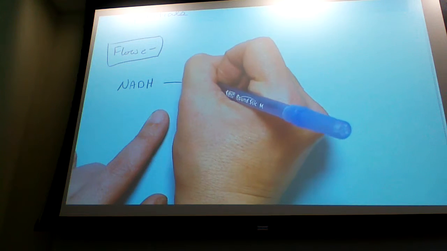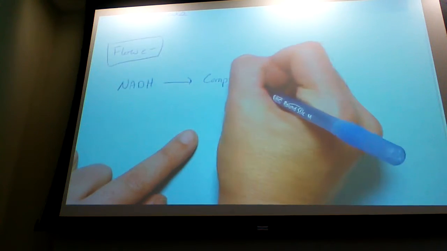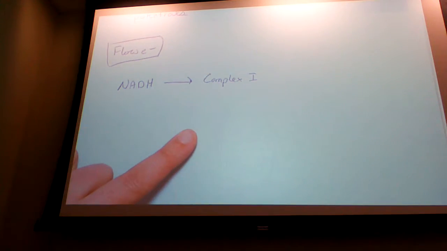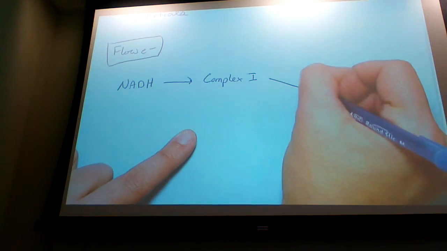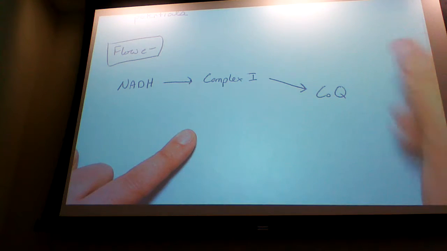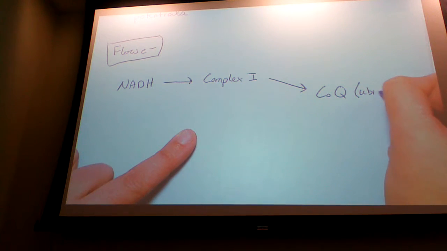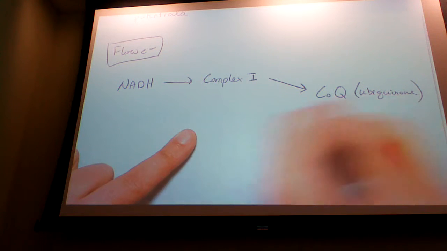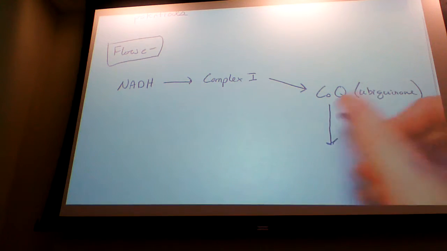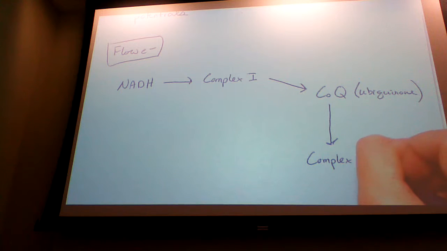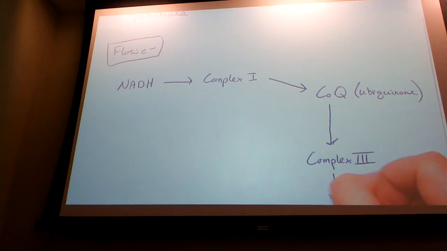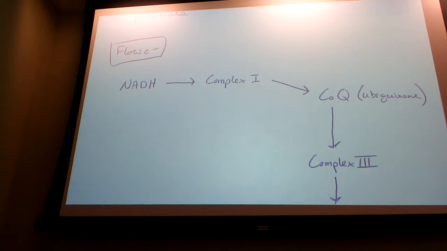NADH is going to pass its electrons to complex 1, which then is going to pass its electrons to coenzyme Q, also known as ubiquinone. And that passes its electrons to complex 3, which passes its electrons to cytochrome C, which passes its electrons to complex 4, that finally passes the electrons to oxygen.